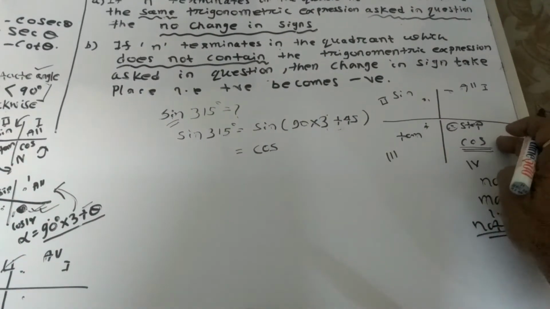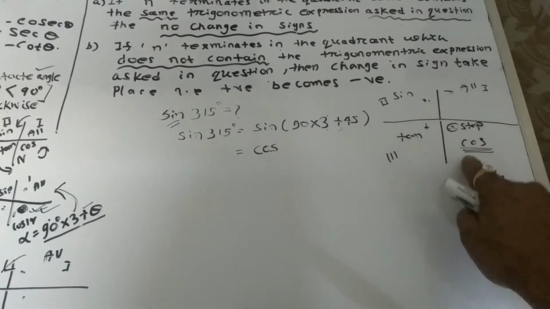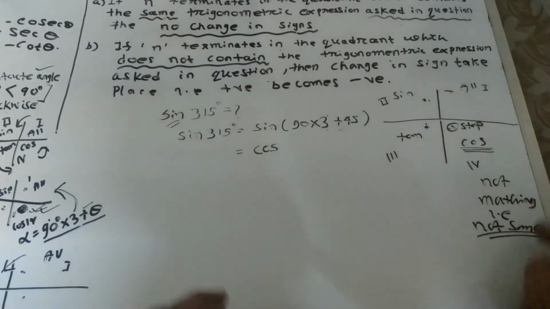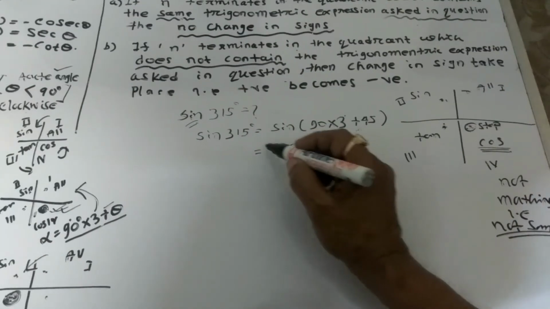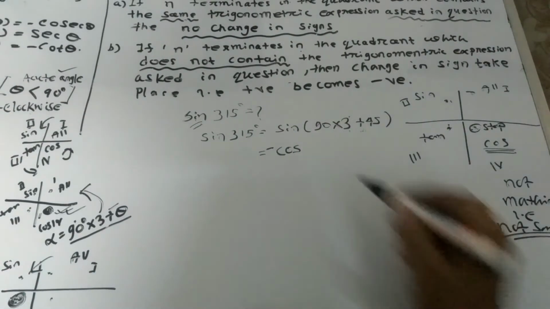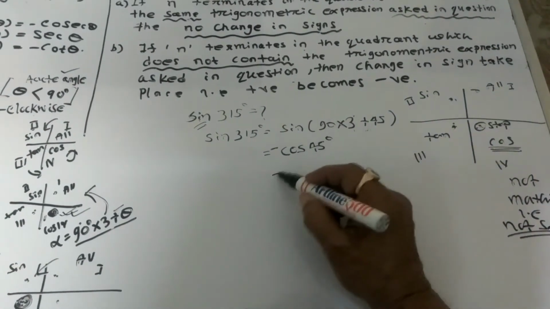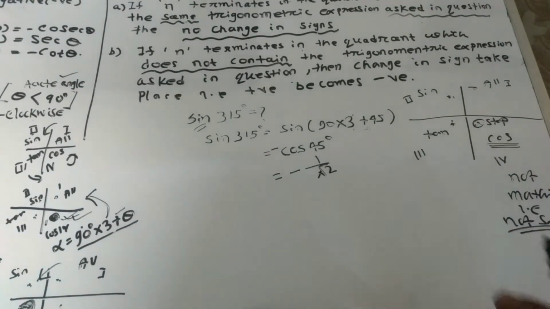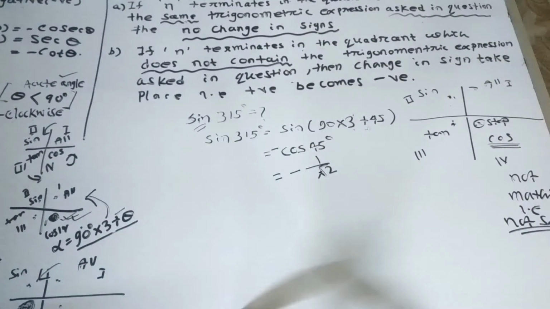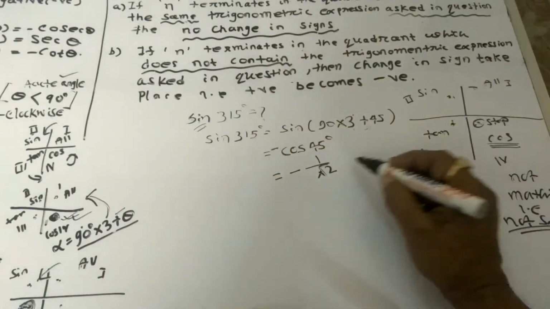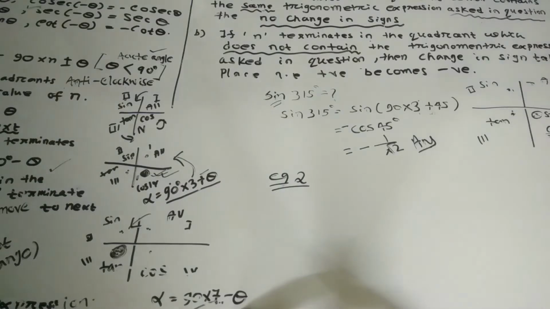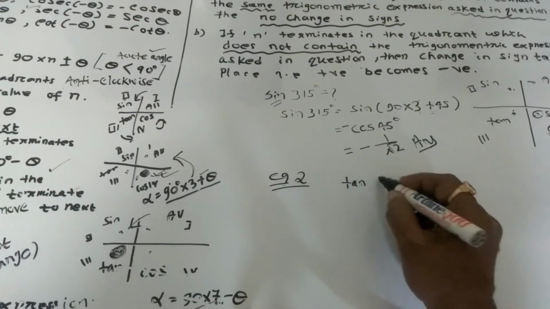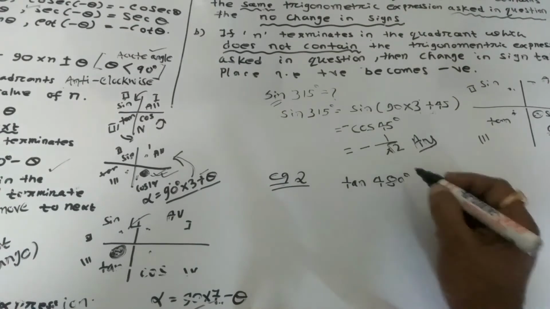So what to do now? We have to put a minus sign before cos. Before cos we have to consider a minus sign. So minus cos 45 degrees, understood? Minus cos 45 means minus 1 by root 2. This is the answer. So what to do? First, seeing whether the 3 is odd or even, we have to change the trigonometric expression, and seeing the quadrant, we have to decide the plus or minus sign.